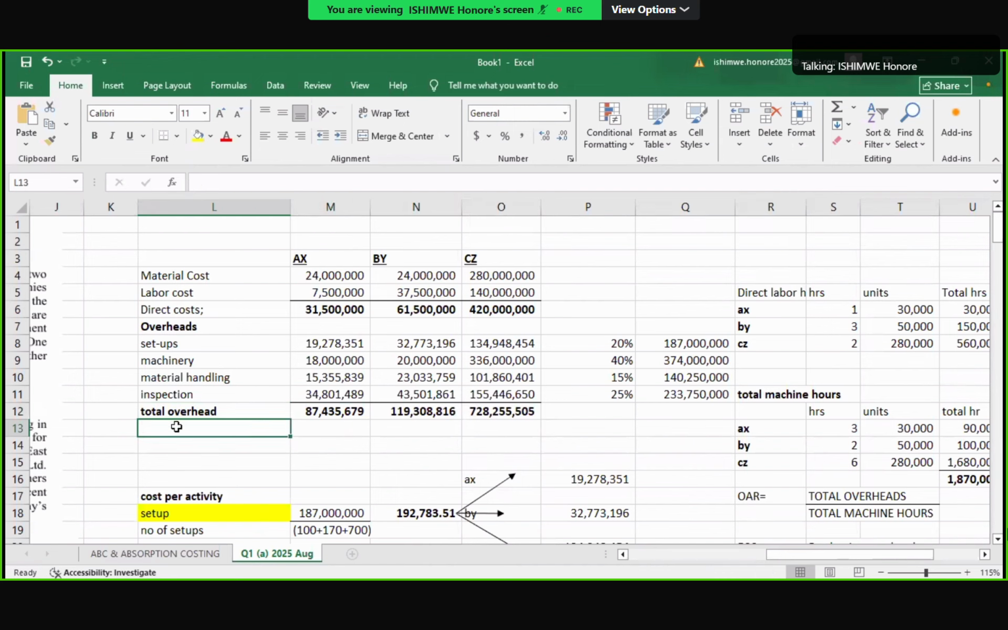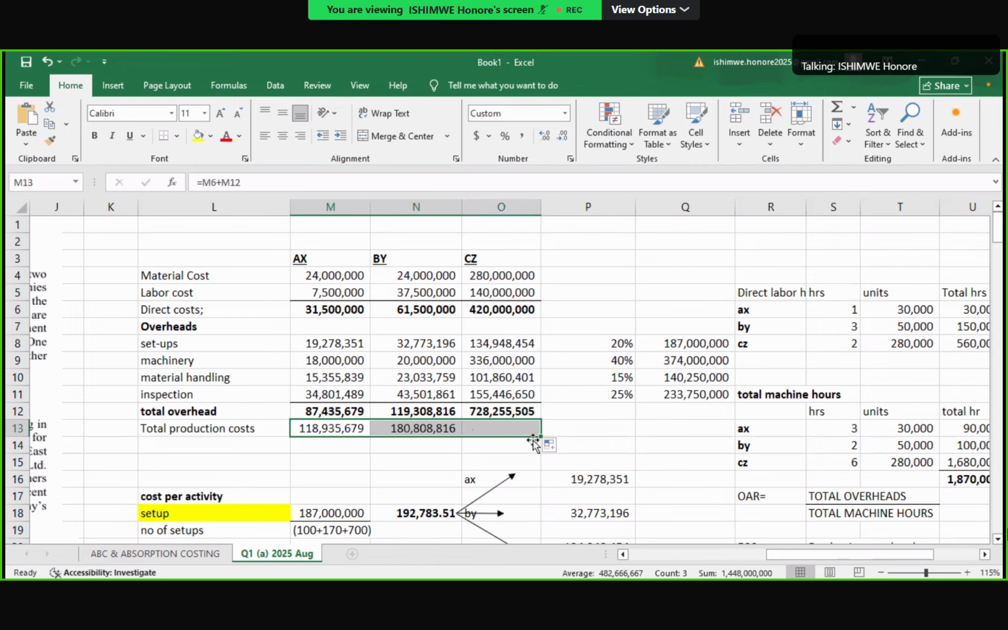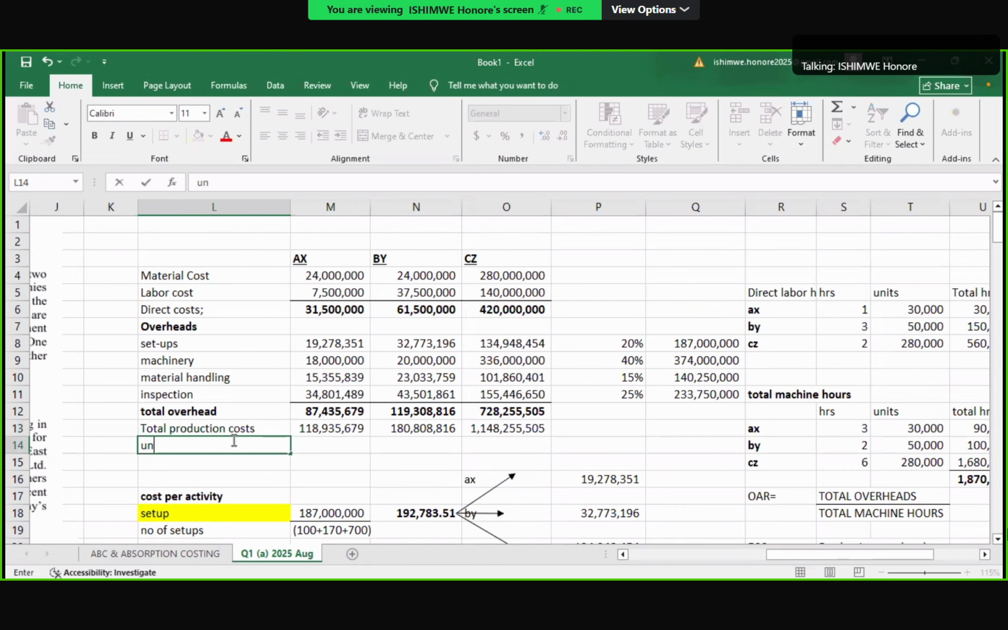So we determine total production cost, which will be equal to 31,500 into 87,000. So we'll be getting the total production cost divided by unit produced. Remember, our unit produced, we say it is 30,000 here. Here we say it is 50,000. And here it is 280,000.